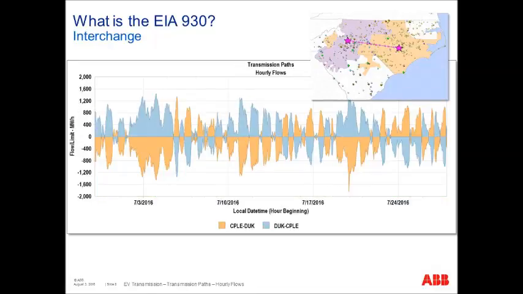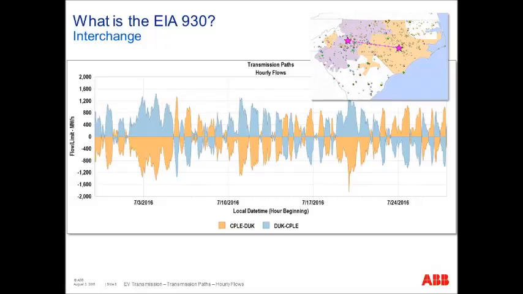The fourth schedule that's part of the EIA 930 is interchange between balancing authority areas themselves. So what you're seeing here is the interchange on 2 different transmission paths, CPLE to Duke, which is Progress Energy East into Duke Energy Carolinas, and the inverse of that, which is Duke Energy into Progress Energy East. All interconnections that are inside the United States are going to exist twice.